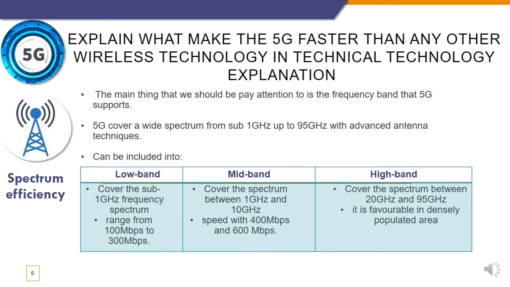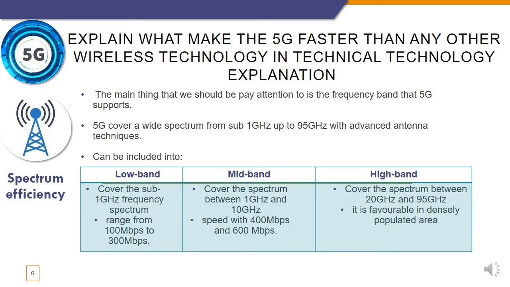The next question is, explain what makes 5G faster than any other wireless technology, in a technical explanation. The main thing that we should pay attention to is the frequency band that 5G supports. With 4G LTE, we could only go up to 2.5 GHz, while 5G covers a wide spectrum from sub 1 GHz up to 95 GHz with advanced antenna techniques. From the band, it can be divided into low band, mid band, and high band.